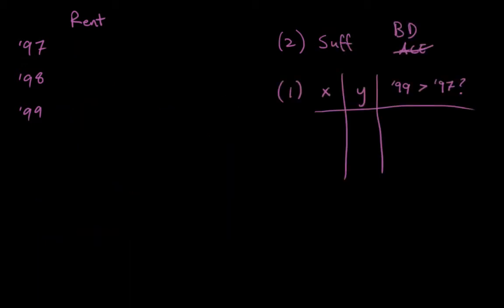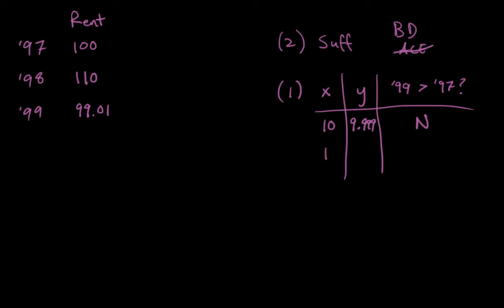Now let's take a look at a couple different scenarios for statement 1. And again, we'll assume that the original rent was $100. Let's say that X is 10% and Y is 9.999%. Well, if the rent goes up by 10%, it's going to be 110. And if it goes down by 9.999%, in other words, basically 10%, it's going to be $99 and maybe 1 cent of change. So in this case, no, the 1999 rent is not greater than the 1997 rent.